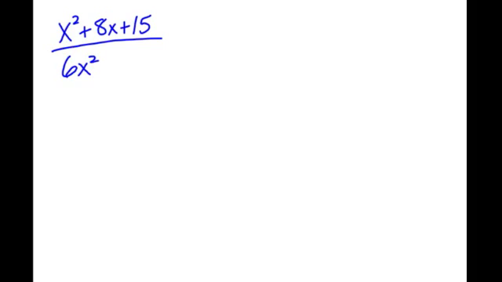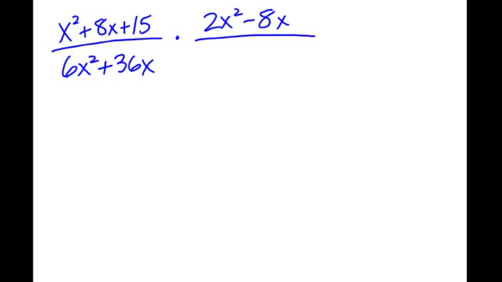We're going to do a little quiz review here so that you can look at your scores from the quiz and understand why you got the score that you got. The first problem is x squared plus 8x plus 15, 6x squared plus 36x all times 2x squared minus 8x over x squared plus x minus 20.